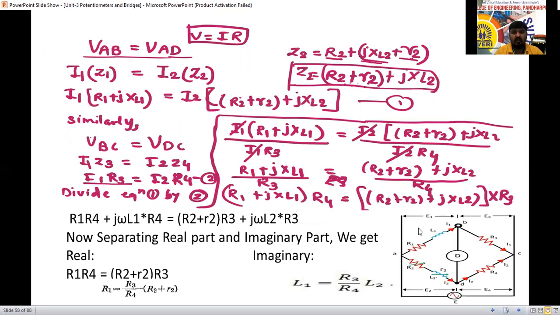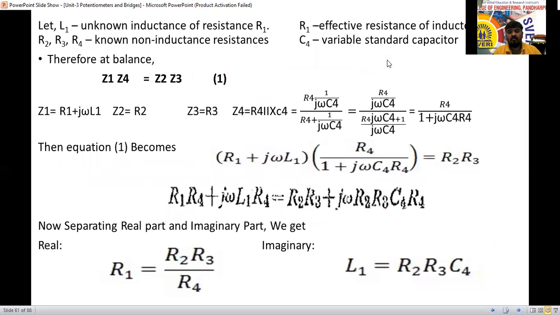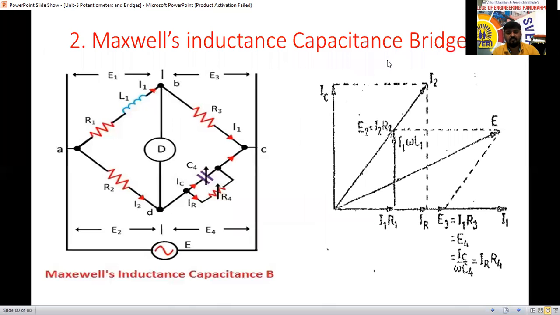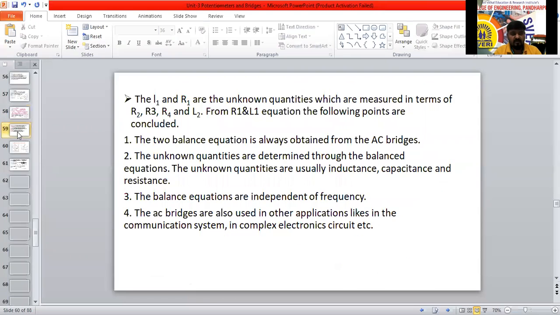Okay, next we will go for the Maxwell inductance capacitance bridge. The Maxwell inductance capacitance bridge we are going to discuss here now. Just a minute, again I have to take one circuit diagram here.